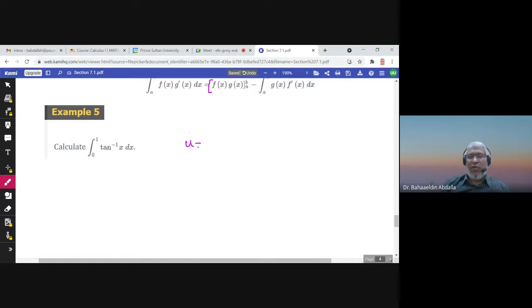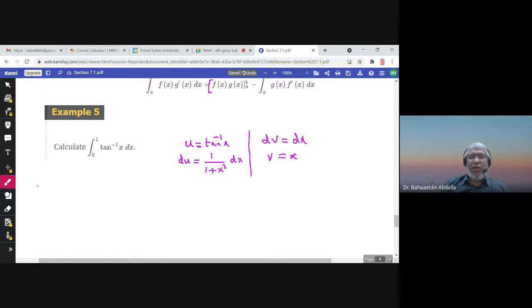So for example here, what should we do? We take u equals tan inverse x. du would be the derivative of tan inverse, which is 1 over 1 plus x squared dx. And dv would be taken as dx. And v equals x. So notice that we can find the integral of tan inverse like this using integration by parts.